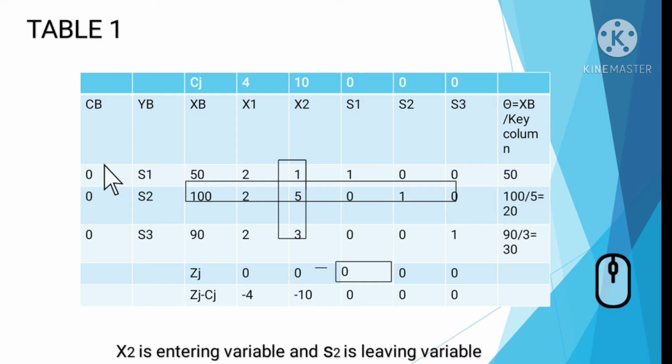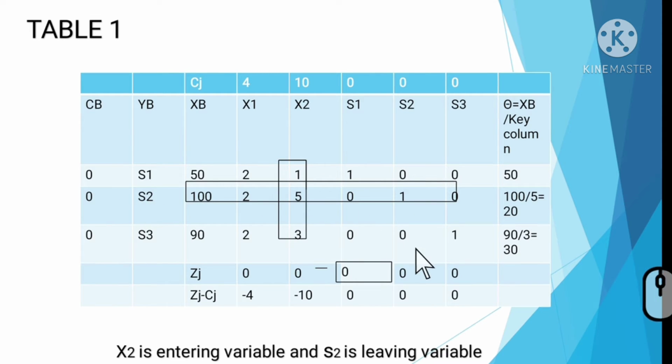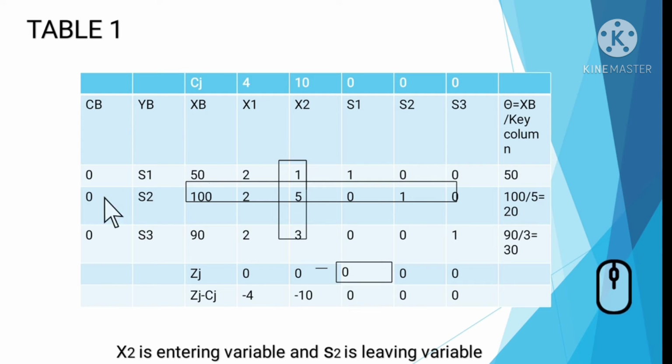Then multiplying the CB column with the S2 column and adding all those. So CB 0 into 0 plus 0 into 1 plus 0 into 0. Adding all those we get 0. Next, multiplying the CB column with the S3 column: 0 into 0 plus 0 into 0 plus 0 into 1. So adding all those zeros we get 0.